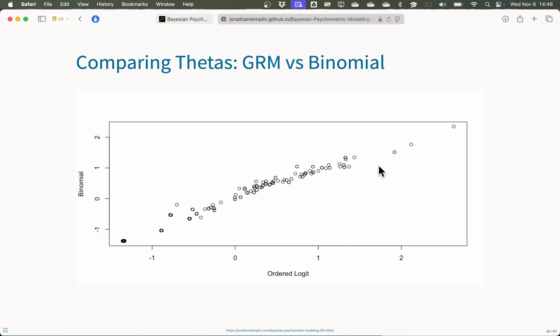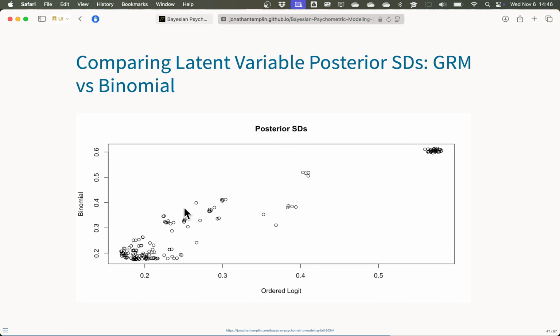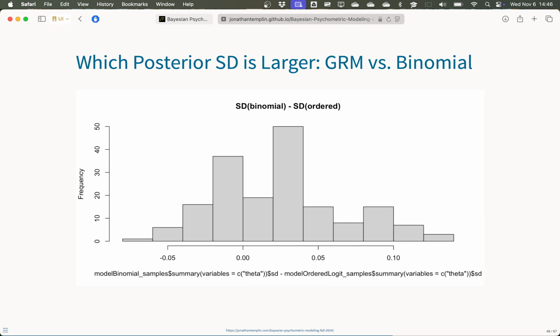This sort of bends. We can also compare and contrast the graded response model posterior standard deviation, which is on the x-axis, and the binomial model posterior standard deviation of theta on the y-axis. And you'll see these are much more aligned than either of these were with the CFA model, because both of those are using categorical distributions. But in general, the ordered logit seems to have a bit more variability in the posterior standard deviation.